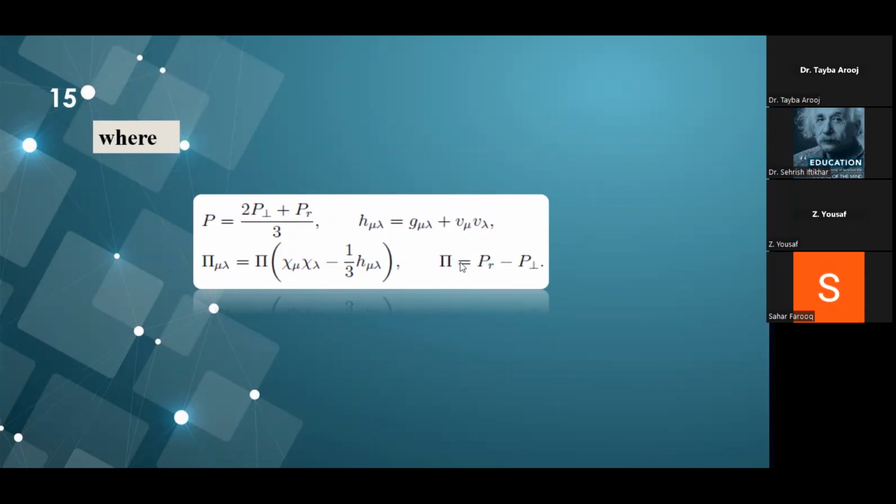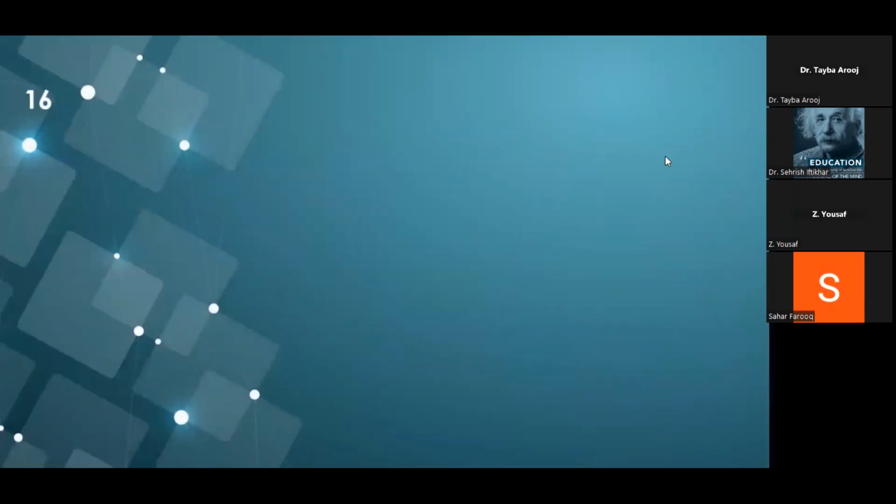If Pi is not equal to 0, then the fluid is anisotropic in nature. Because if Pi is equal to 0, then P_r minus P_perp will be equal, so it means that there will be an isotropic fluid. Then we have a non-directional dependent fluid distribution.